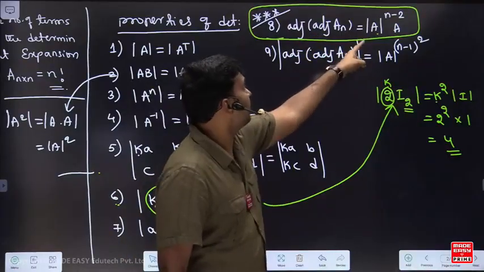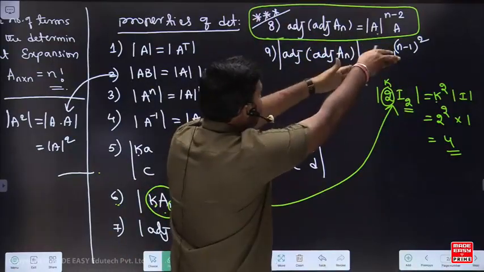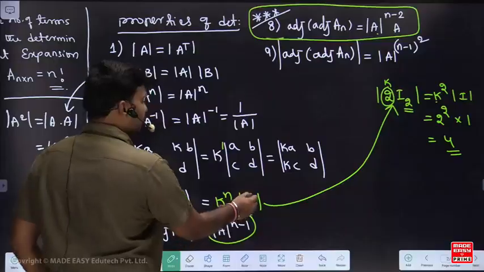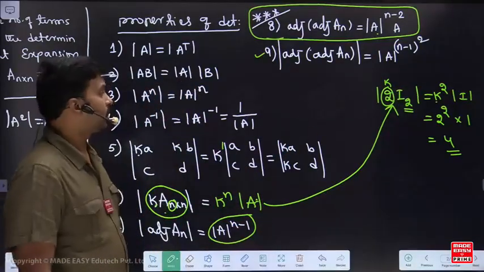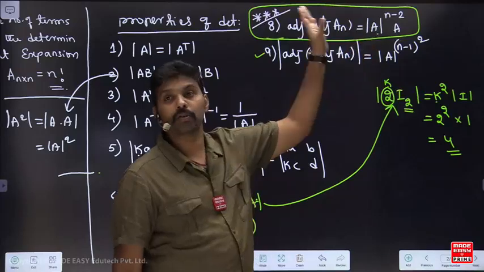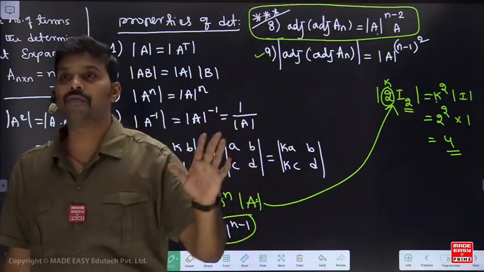Now after knowing this formula, if you put mod on both sides and apply the 6th property, you are going to prove the 9th one also, that is mod A to the power of n minus 1 whole square here.